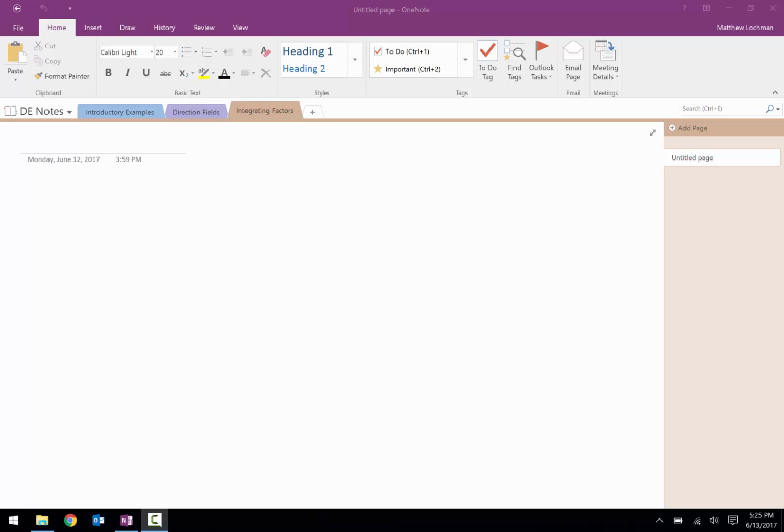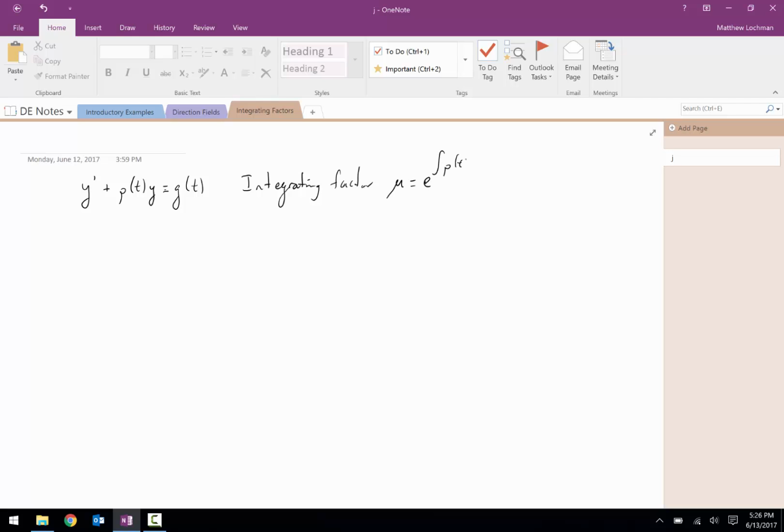Hello, in this video we'll do a few examples of using integrating factors. You'll recall from the reading that if you have a linear differential equation in the following form, then the integrating factor is given as e to the integral of p of t dt. So you're integrating the function in front of y. We'll start with our first example here.